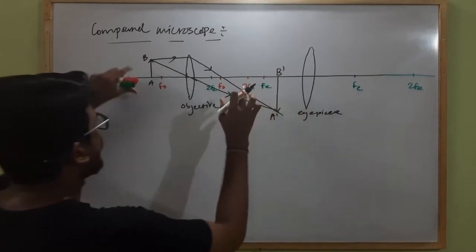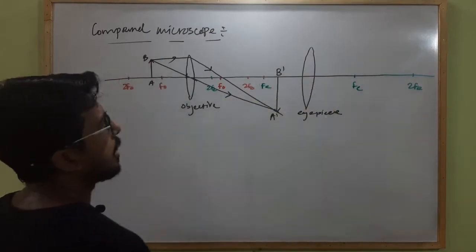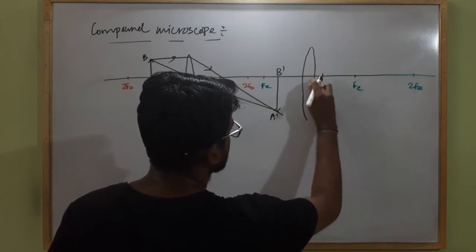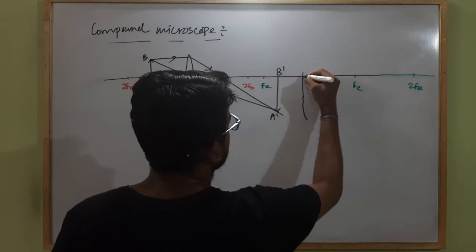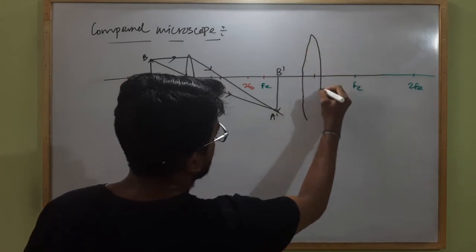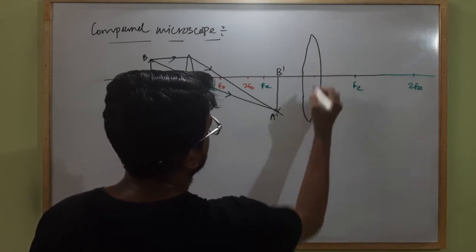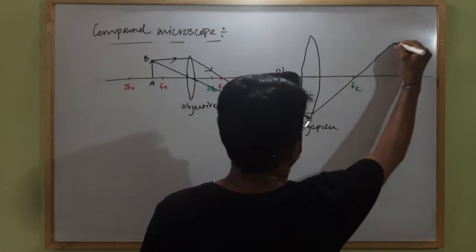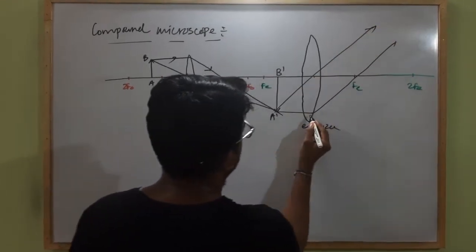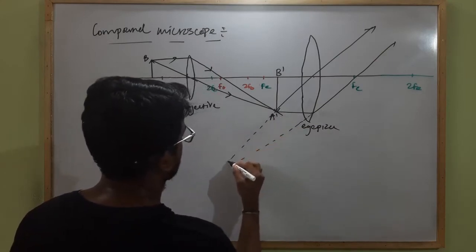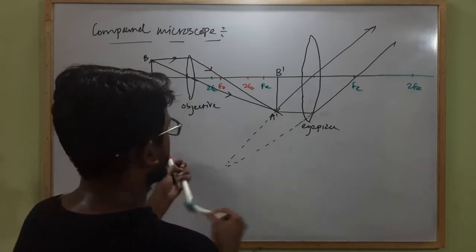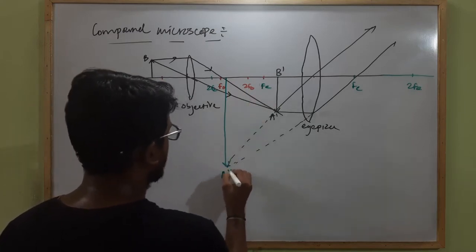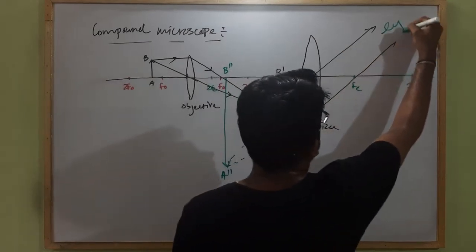Now this image of the object AB will act as an object for the eyepiece. So if this is the eyepiece, let me make it a little bit larger like this. So now the ray will go like this, and they will form somewhere here the final magnified image. Let this be A double dash, B double dash. Here is the observer eye. Clear?